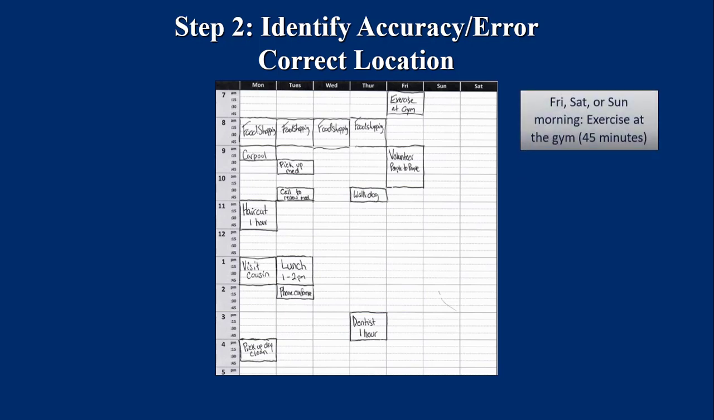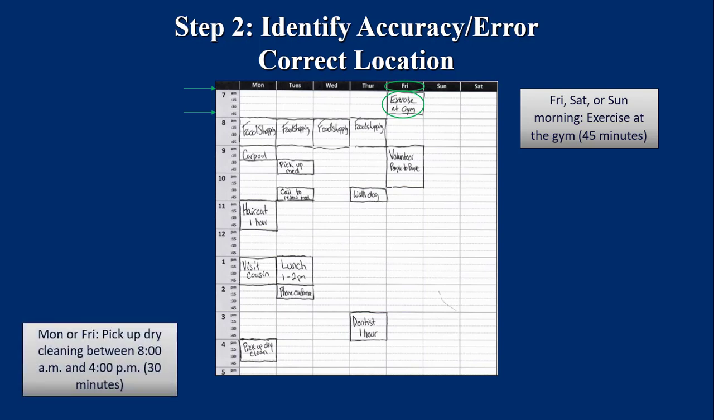As an example, exercise at the gym is accurate because it is entered on the correct day, Friday, and within the correct time placement, in the morning. An example of an error would be placement on the wrong day or time slot. The pickup dry clean appointment is an error because although it is placed on the correct day, Monday, it is placed in the wrong time slot.